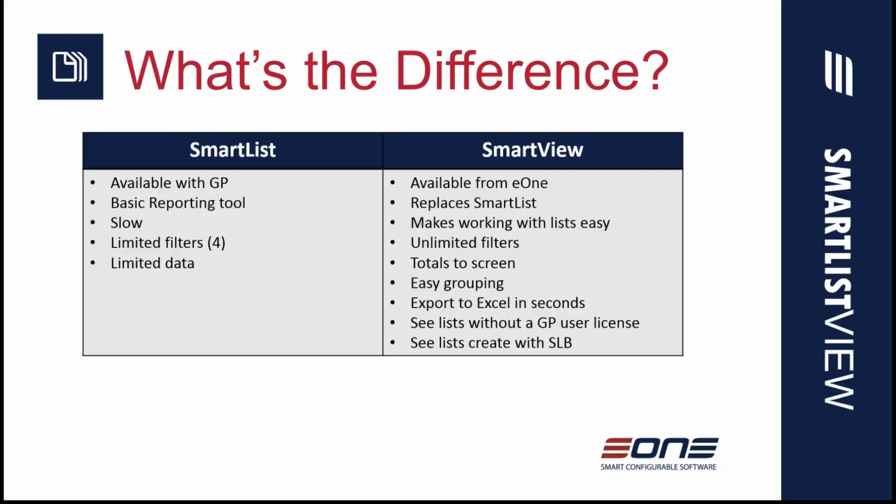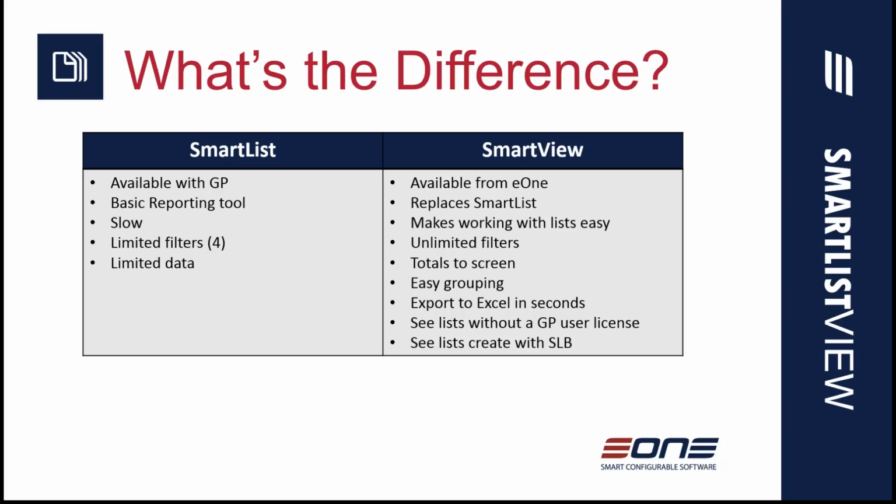So just to cover a few of the differences between SmartList and SmartView: SmartList comes with some basic reports. It's a little bit slower if you're trying to capture a lot of data. One of the limitations is that it has only 4 filters. So you go to the search button, you can only do 4 different search criteria there. And then the data is limited based on the predefined list they've already built for you.